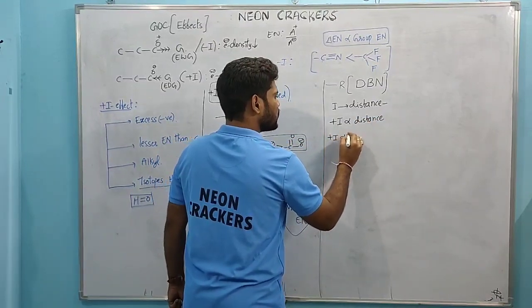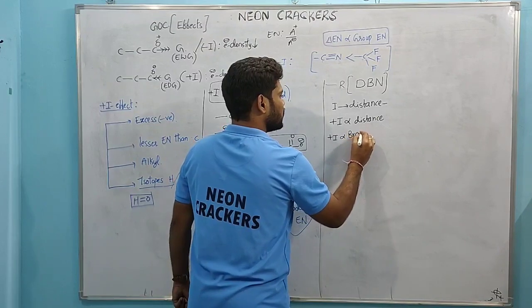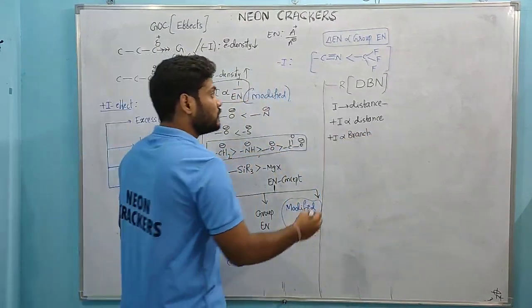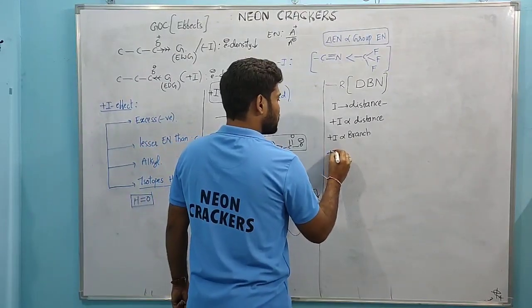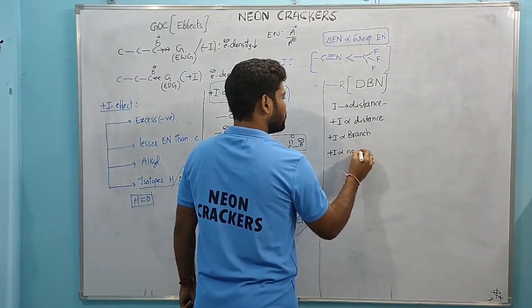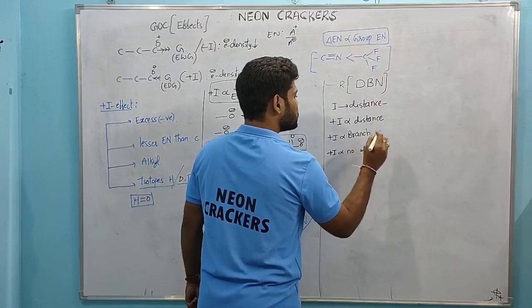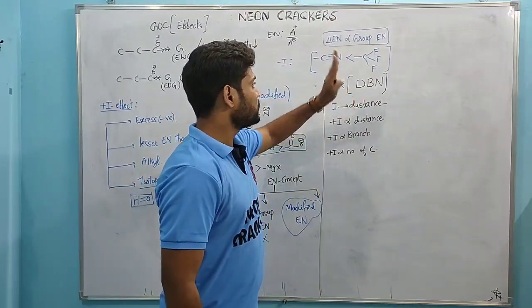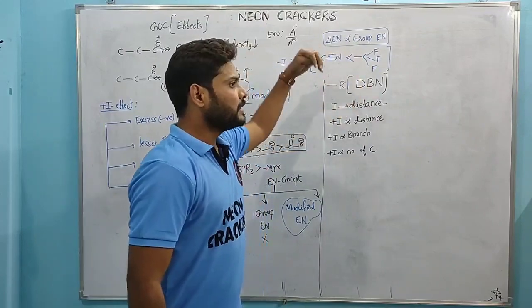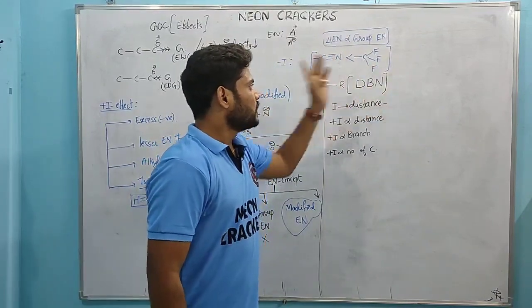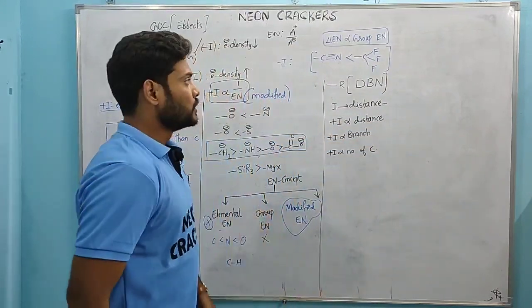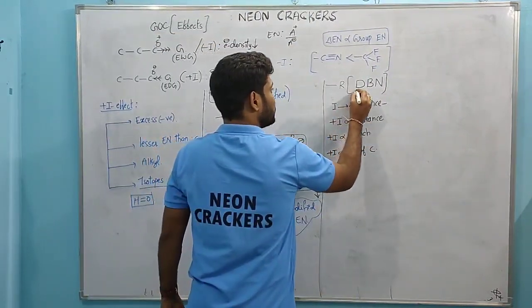Again plus I, the second thing is branching, the number of carbon branches. Third one, number of carbons. So this is very important. Be careful with the rule, DBN. First we should select distance. If it is same, then go for branch. If it is also same, then go for number of atoms. So step by step, first we should select only distance.